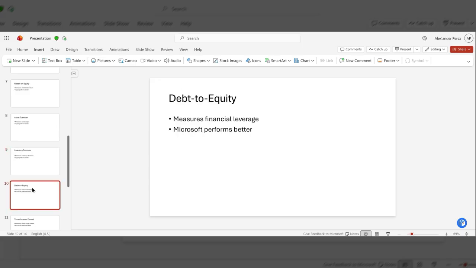Debt to equity measures financial leverage, and Microsoft performs better. The ratio shows how much debt a company uses. Microsoft has lower debt, meaning lower financial risk, and I'd like to take it as, if they aren't in as much debt, then there's probably a high chance that they are making more profit than they are returning.